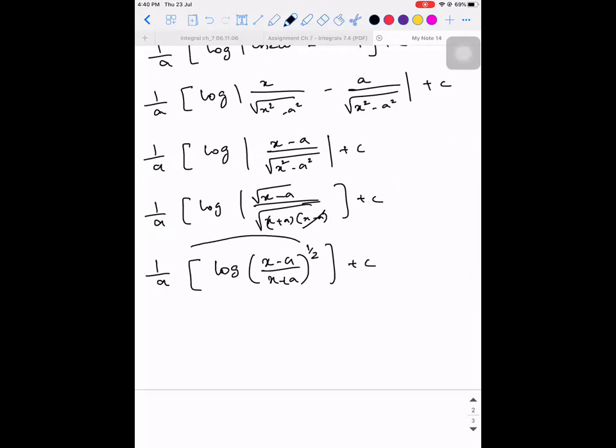Yes, sir. This half will come here as a multiplication factor. So 1 by 2a into log of x minus a divided by x plus a. This is right.